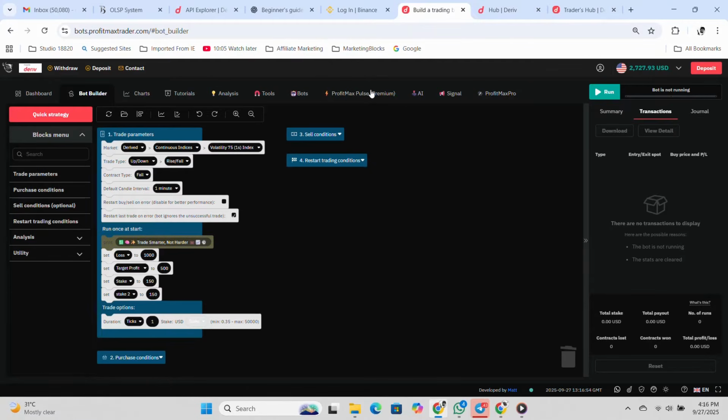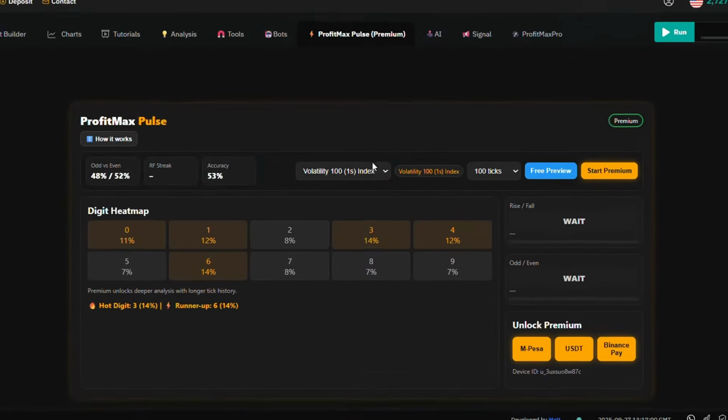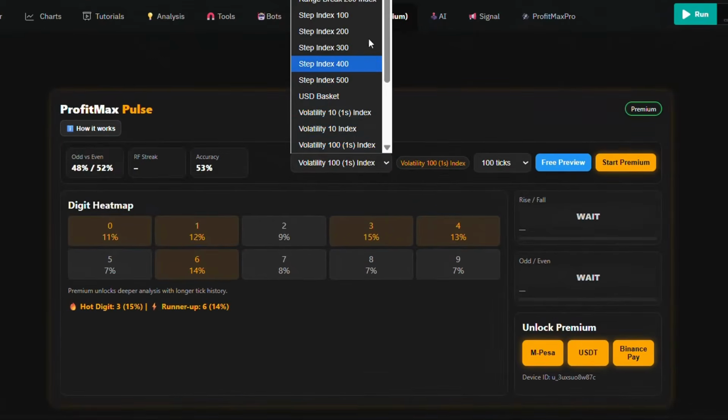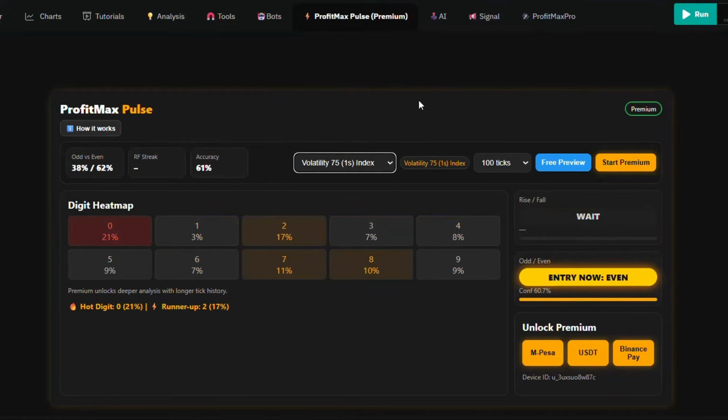In the meantime, you can also use the ProfitMax Pulse Premium. This one will also give us an entry. The market is ranging, yes, but let's see, it will give us an entry. Volatility 75.